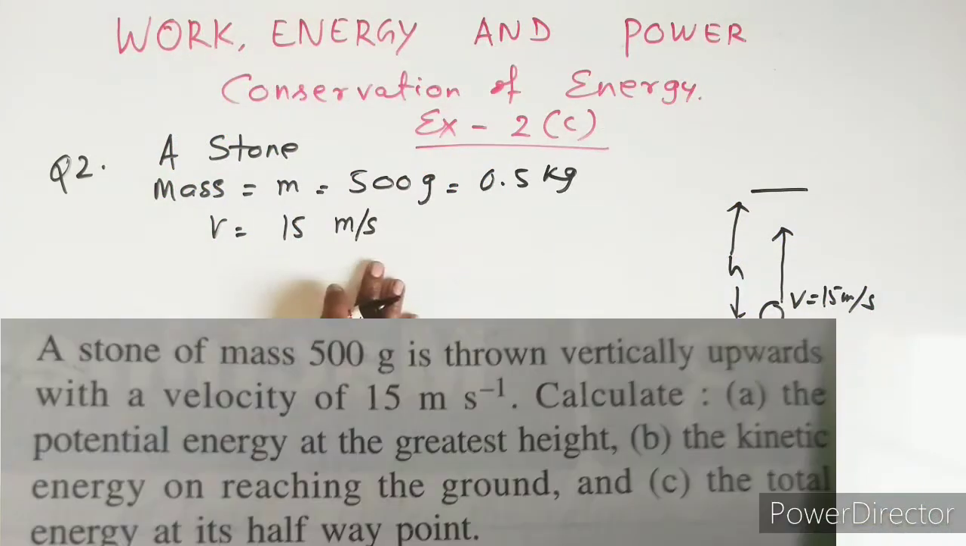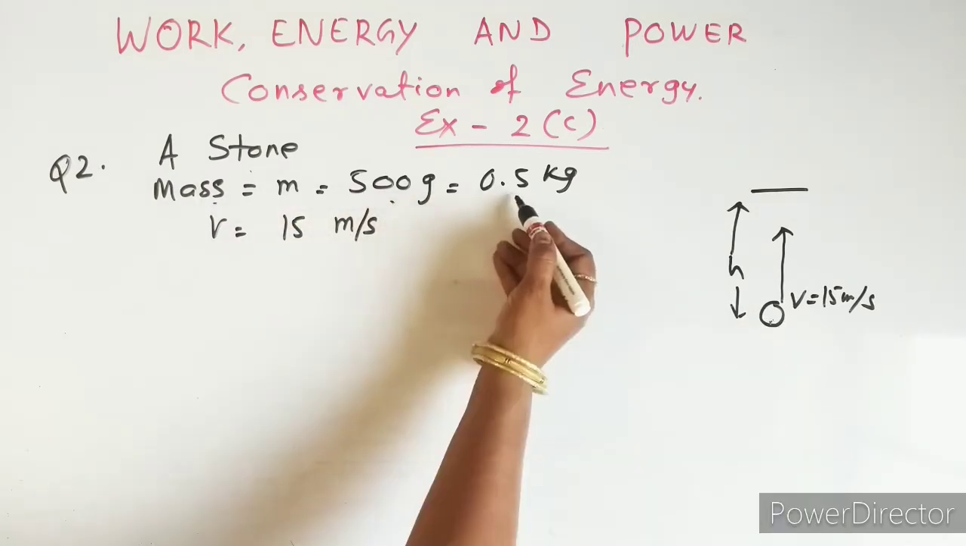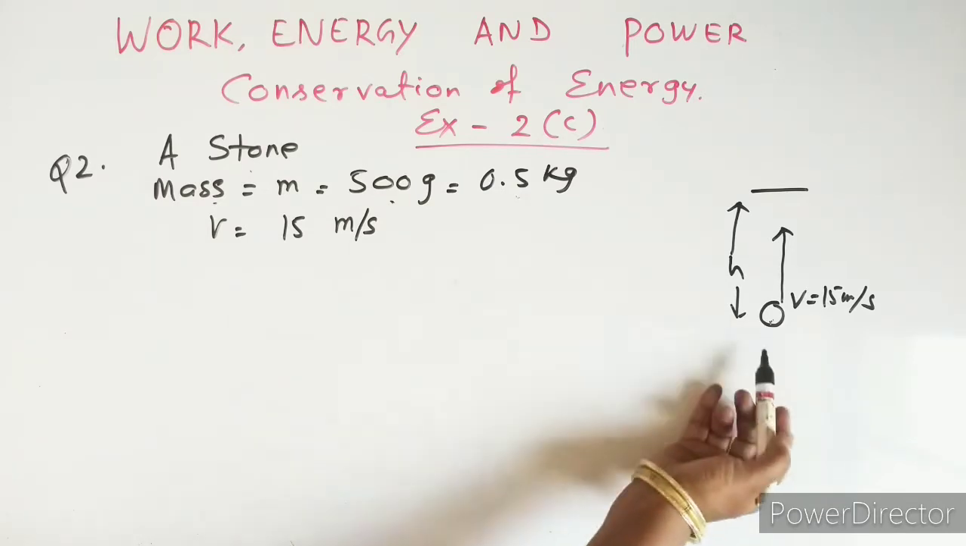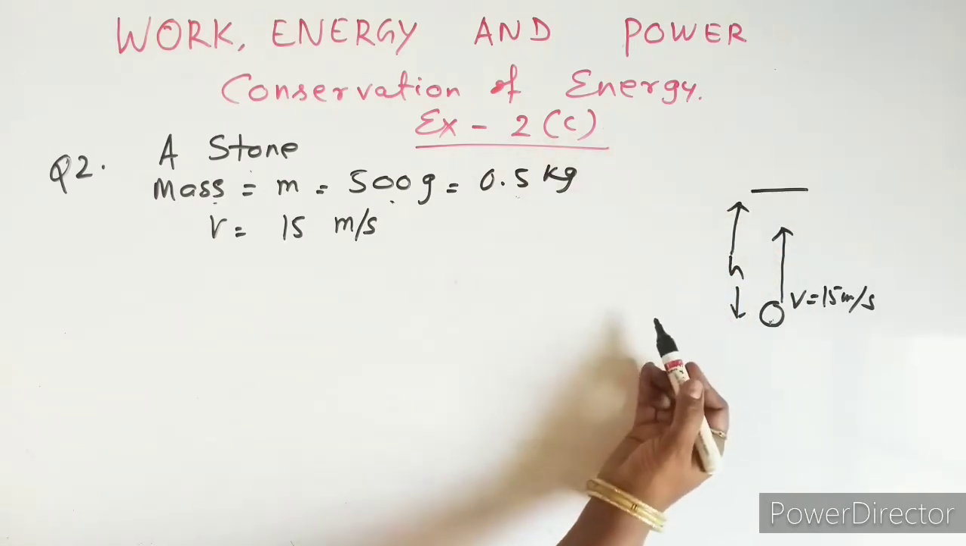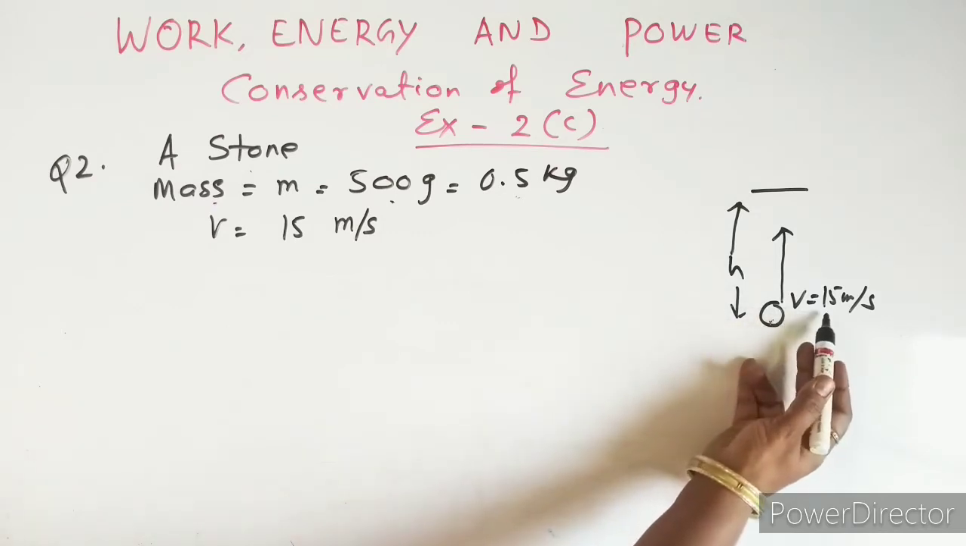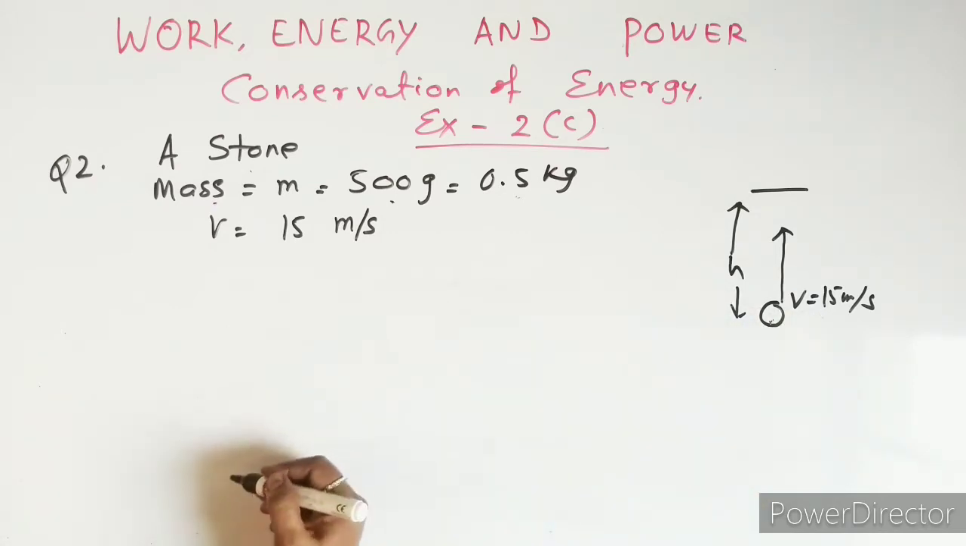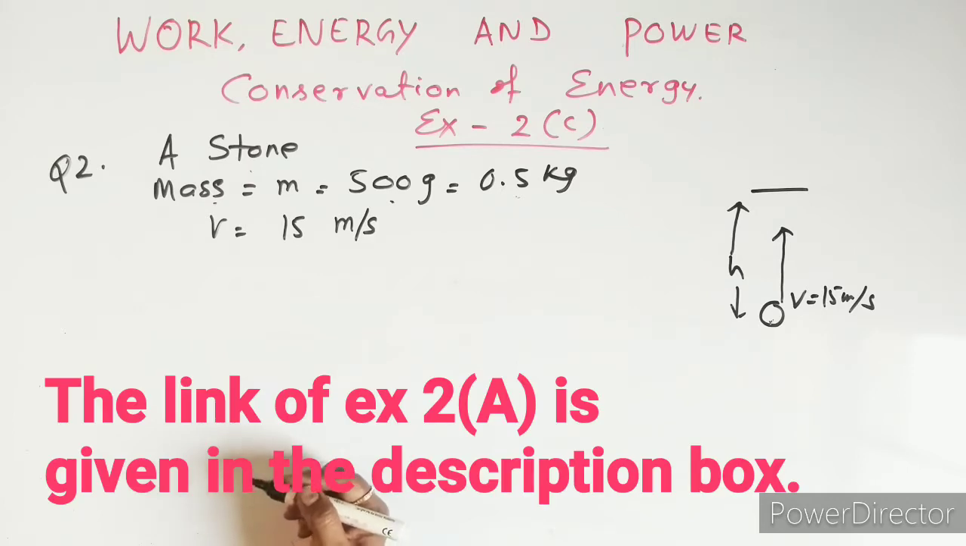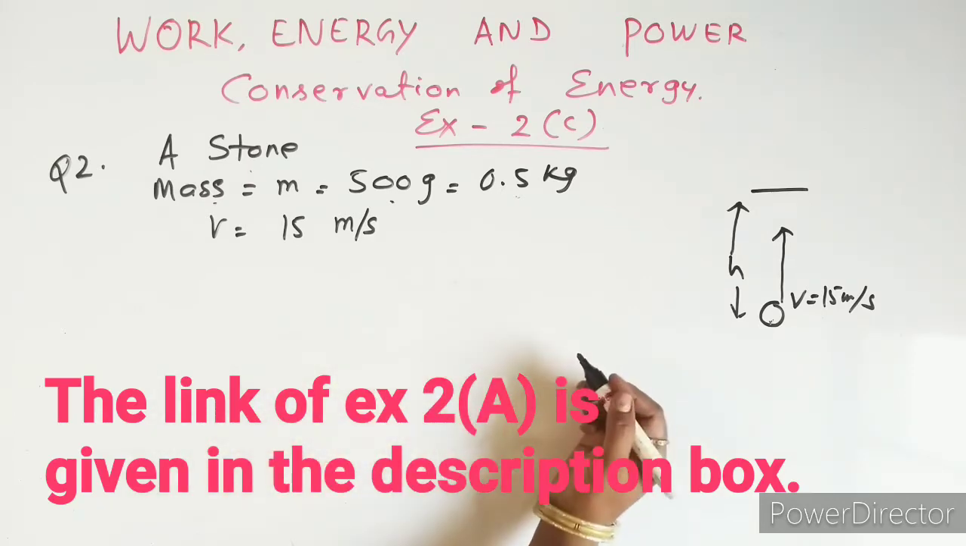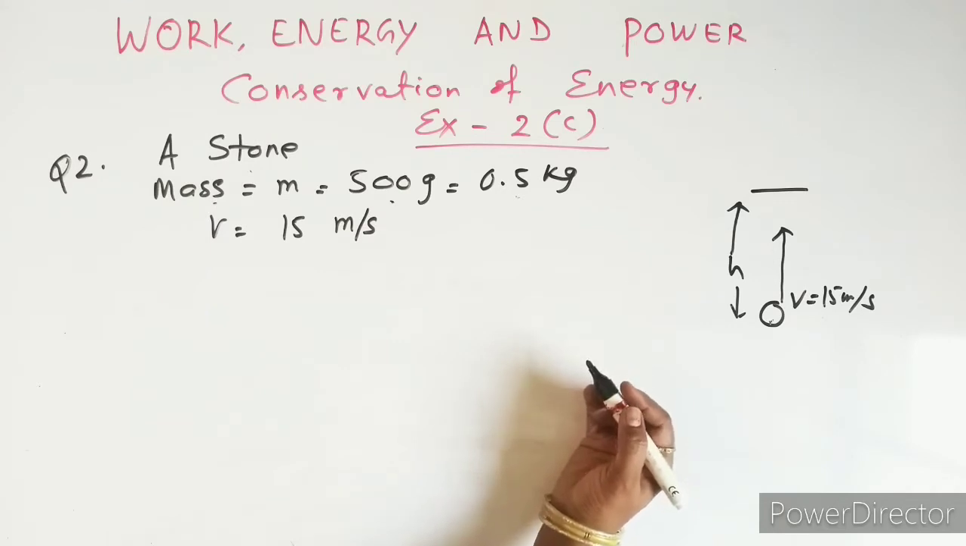Let's go to question number 2. This is the same question. Here the mass of the stone is 500 gram, which I have converted to 0.5 kg, and it is thrown vertically upward. Its initial velocity is given as 15 meter per second. It is asked to calculate the potential energy at the greatest height, the kinetic energy on reaching the ground, and the total energy at the halfway point.